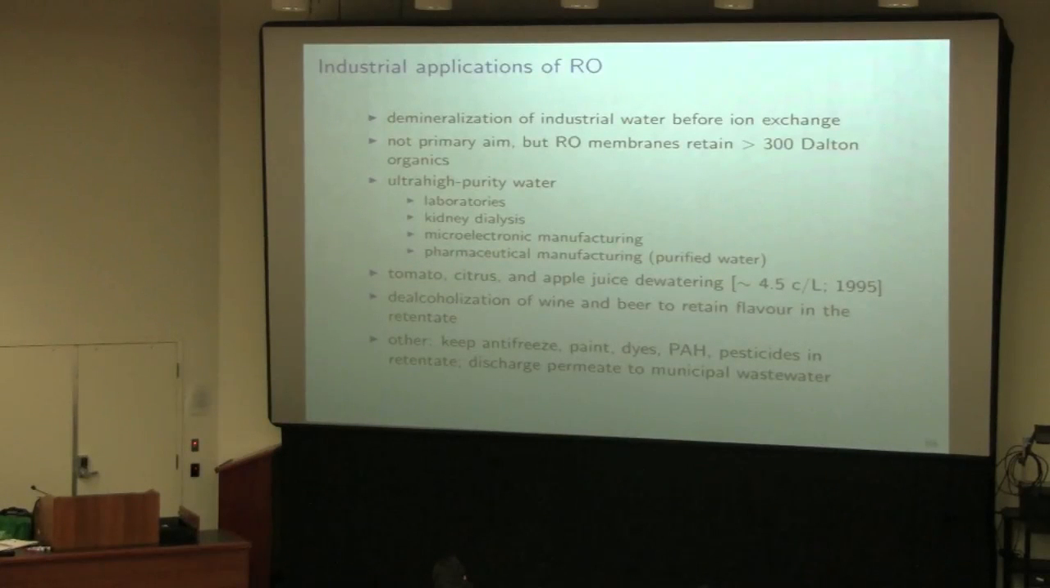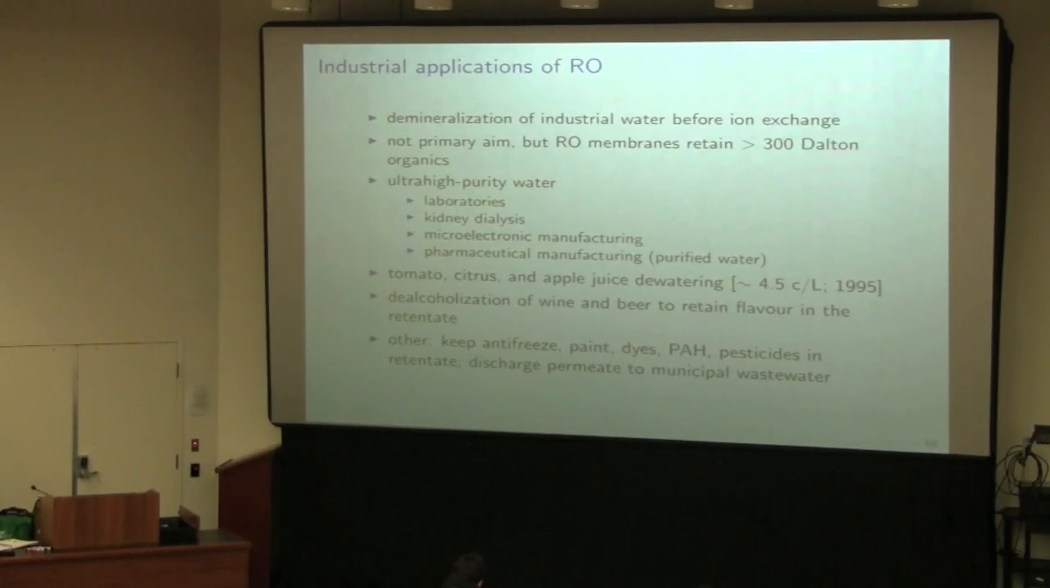Dewatering of fruit juices. It's also used for de-alcoholization of wine and beer for that market. So just to come back here to the dewatering, in 95, the cost of that would have been in the order of 5 cents per liter to dewater or concentrate out those juices. So those are other areas where it's used.